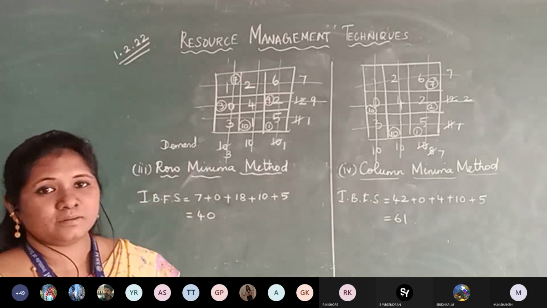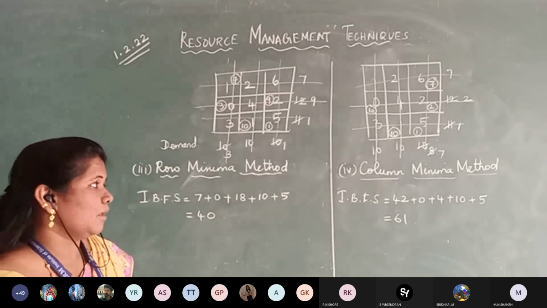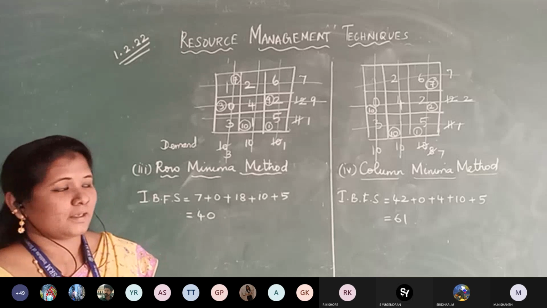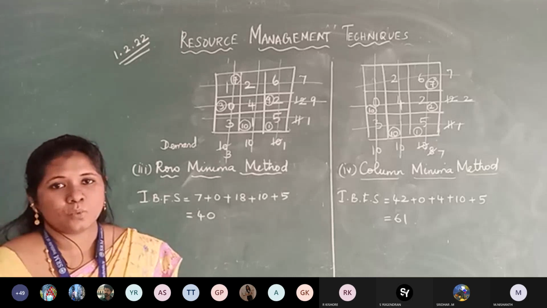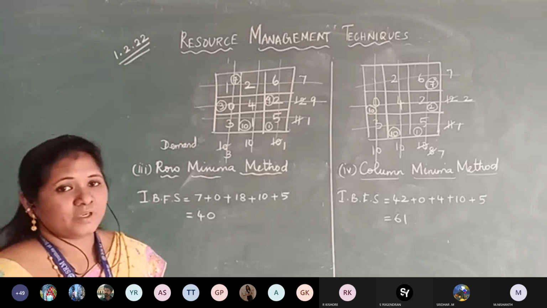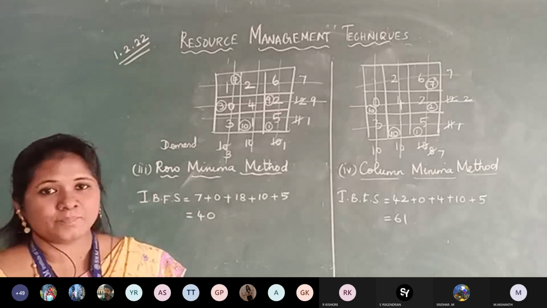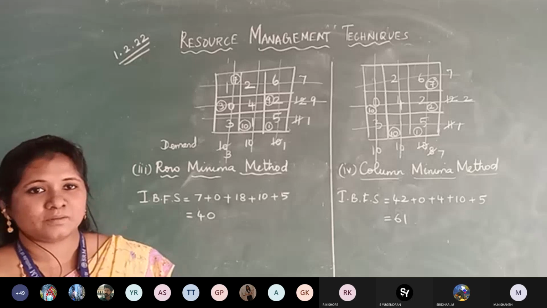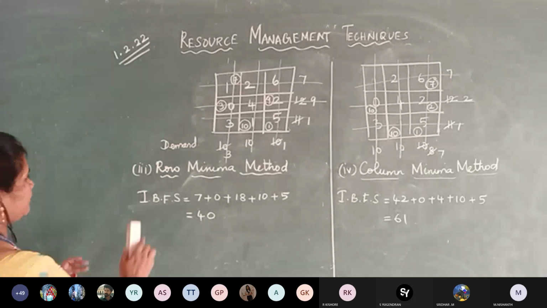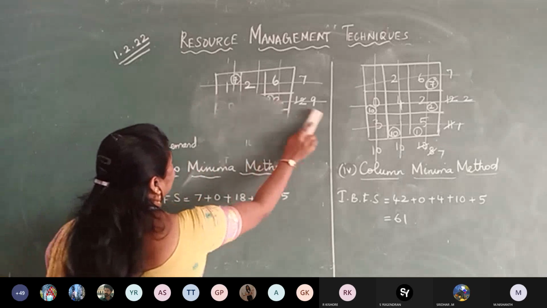Sometimes you can get the same values. The last topic is the VAM method. We have finished the northwest, least cost, row minima, and column minima methods. Next, we are going into the VAM method. That is a very different problem.